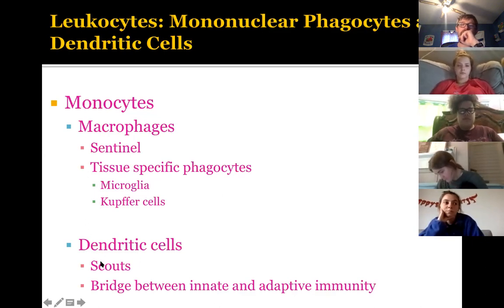Dendritic cells, we consider these the scouts of the immune system. They are not necessarily interested in neutralizing pathogens. What they are interested in doing is gathering information about pathogens that are in the body and reporting that information back to other cells of the adaptive immune system. Okay.